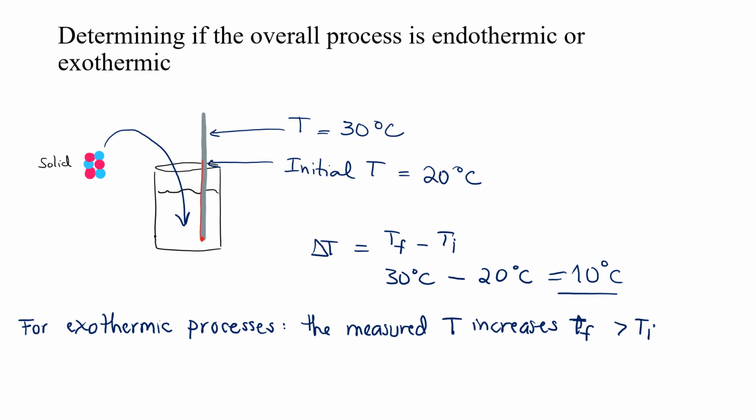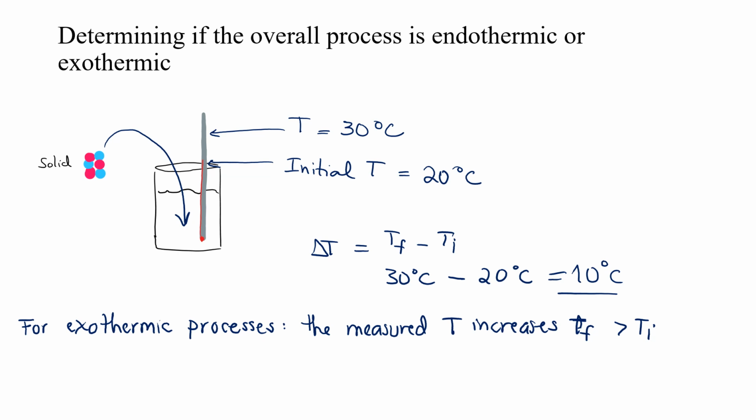So when you measure the temperature of a solution and the final temperature of your solution is greater than the initial temperature, it means that an exothermic process is happening, and the amount of energy from that exothermic process is actually responsible for increasing the temperature that you're measuring.